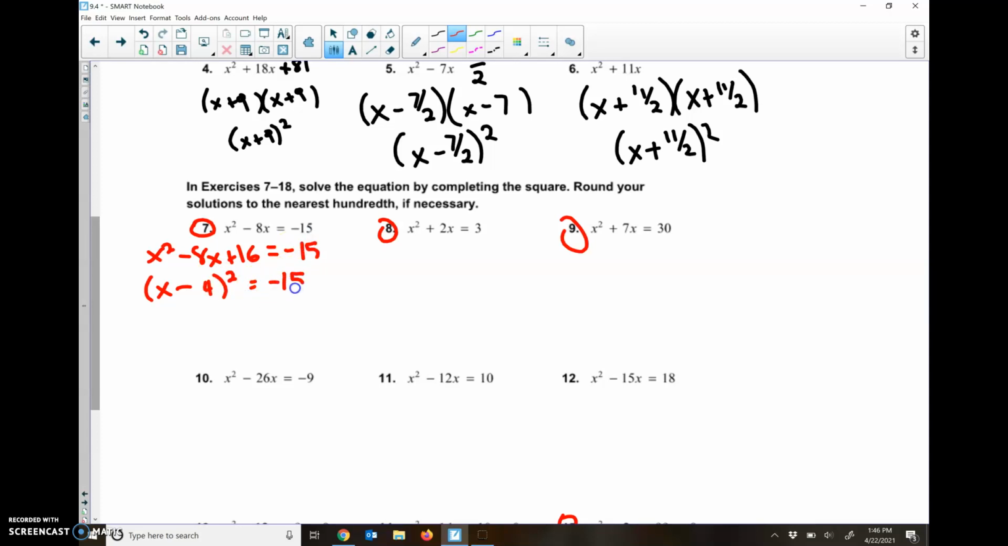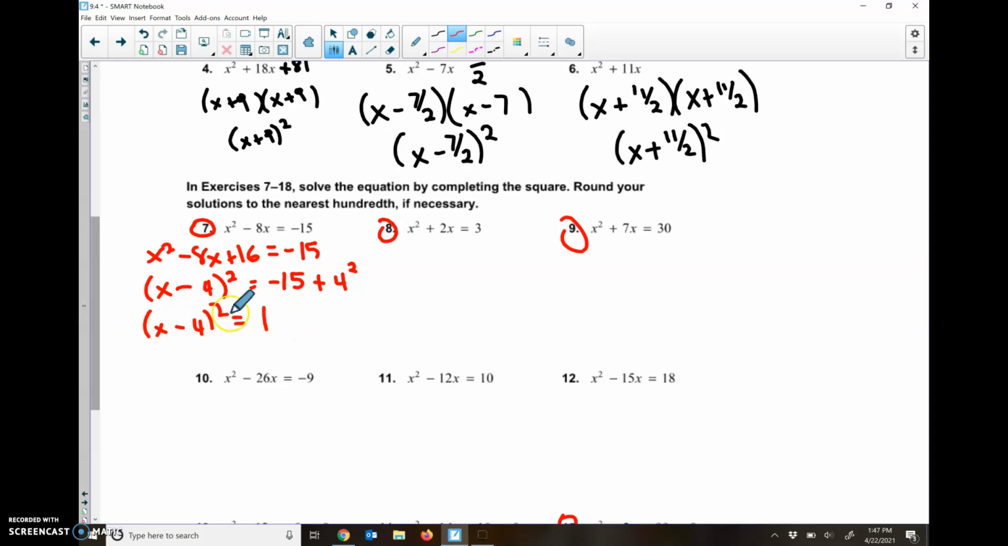And then over here, since we want that to cancel, we're going to end up adding 4 squared to each side. So we added the 16 to the left side, and I added 16 to the right side as well. So now I'm left with x minus 4 squared equals negative 15 plus 16. 4 squared is 16, so that equals 1.